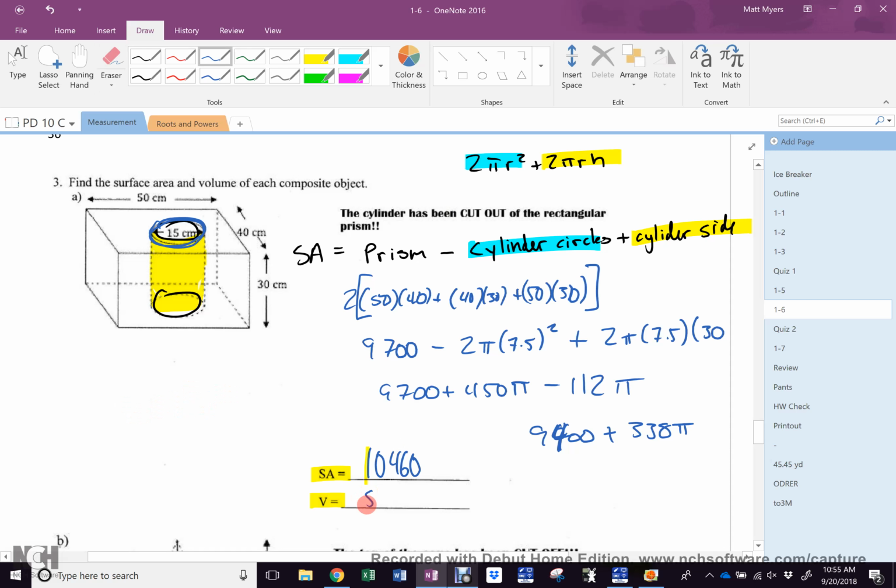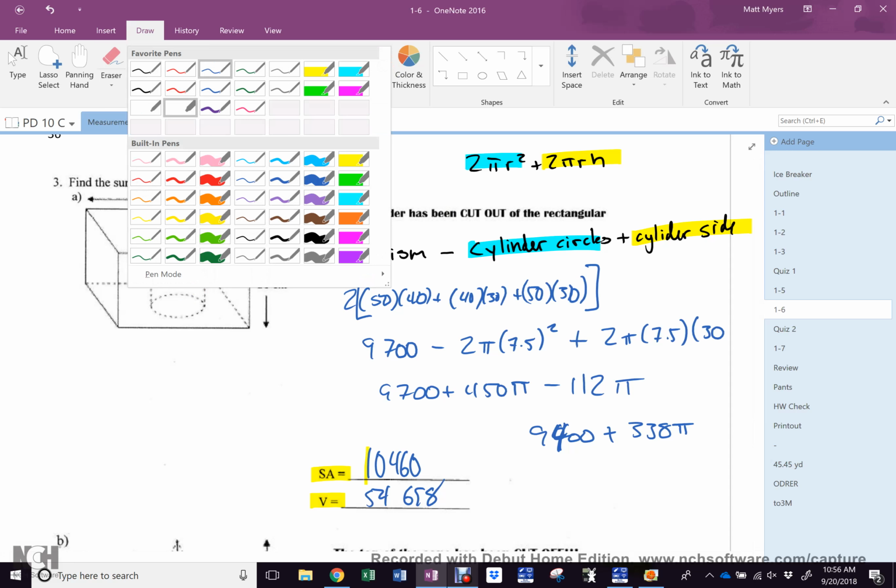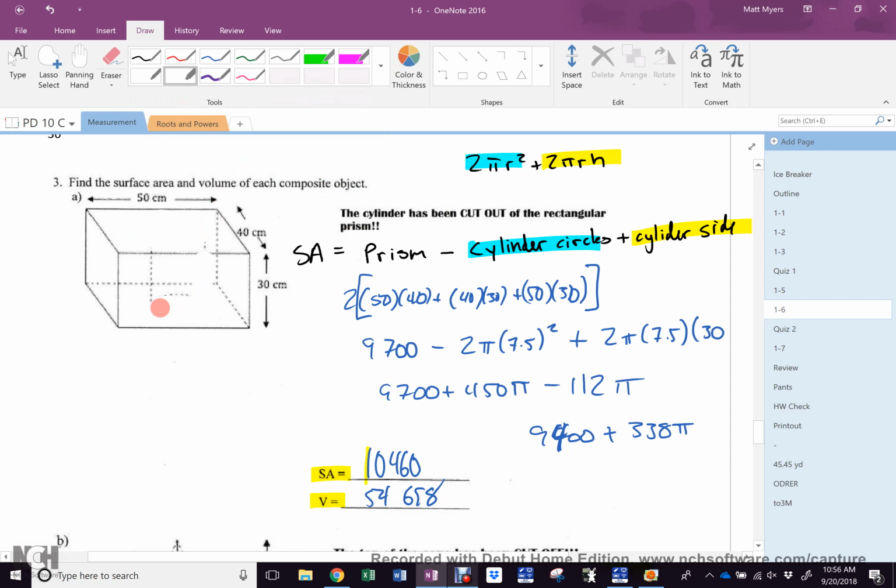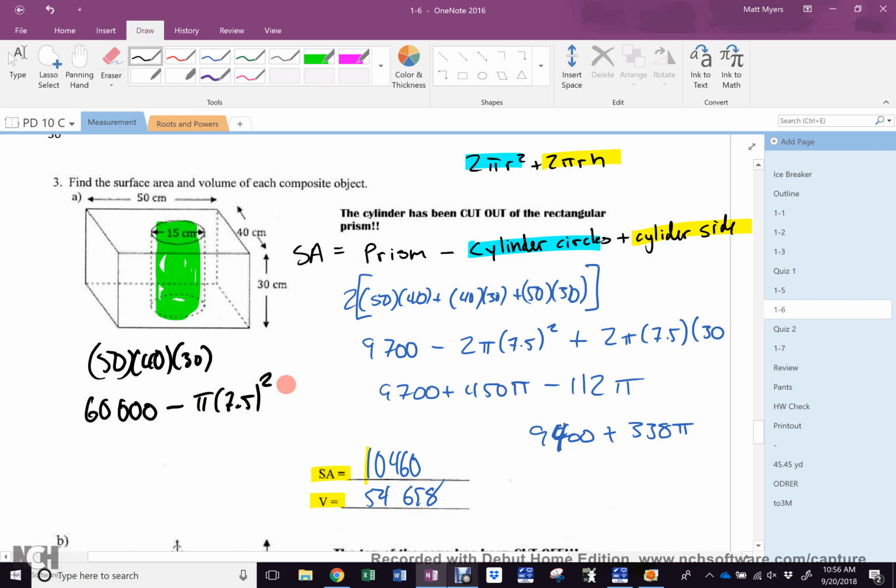54,000. Yes, exactly right. Don't care what your number is. Does anybody need to see why? Okay. What is the volume of that shape? Area of the base times the height. So 50 by 40 by 30, yes? 60,000. Then I cut a hole in it. That hole is this big. So that volume is being removed from 60,000. The volume of a cylinder is pi 7.5 squared times 30. Okay?